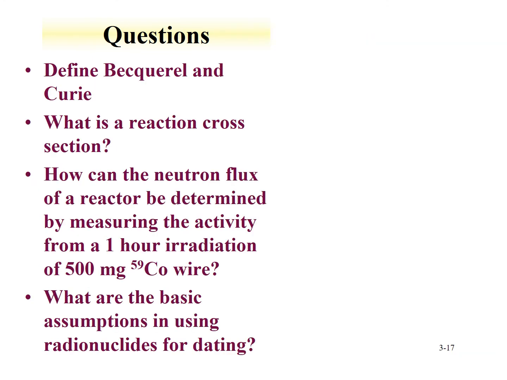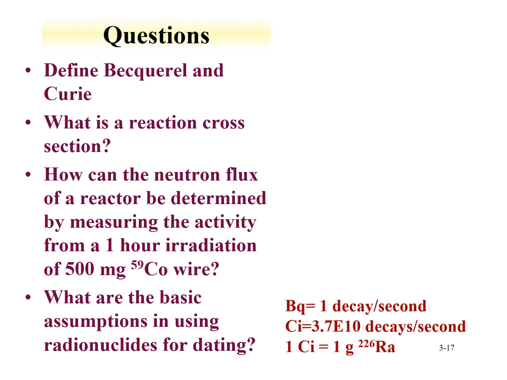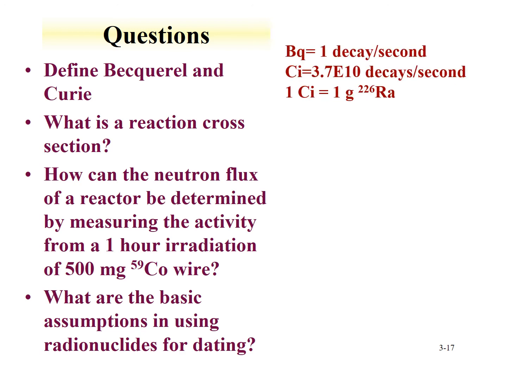Okay, other terms, conditions, questions you should be familiar with. What's a becquerel? Well, a becquerel is one decay per second. A curie, what's a curie? 3.7 times 10 to the 10th decays per second, and a curie comes from a gram of radium. What's a reaction cross-section? It's the probability of a nuclear process. The value is in barns, where 1 barn is 10 to the minus 24 centimeters squared.